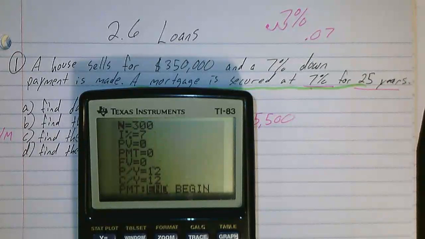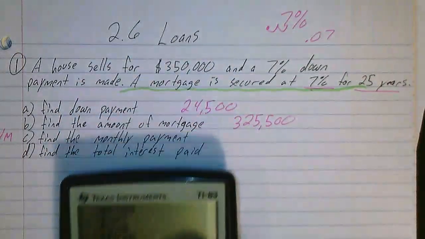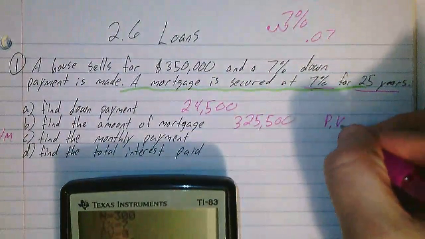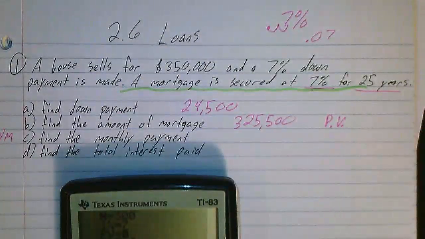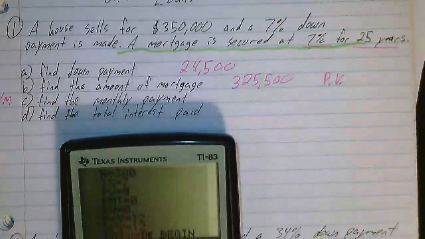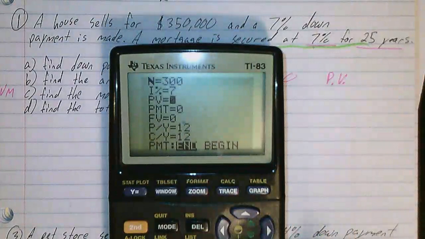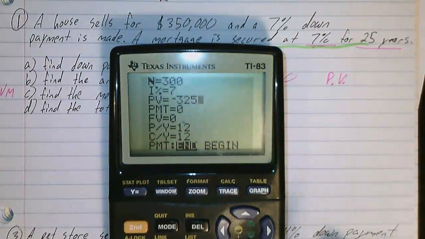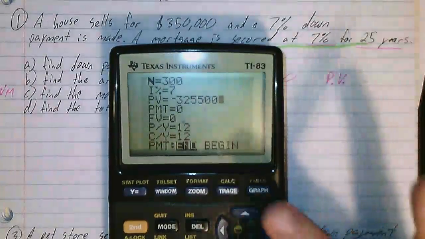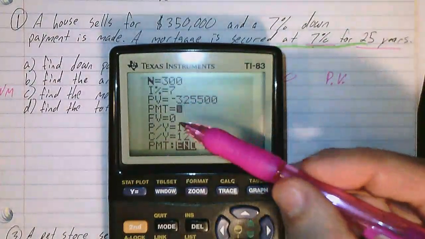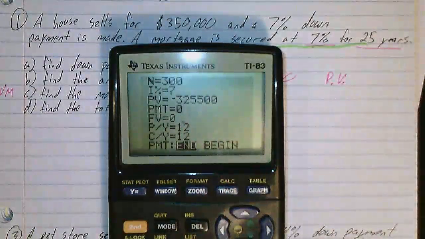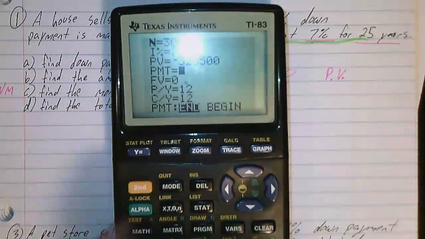The principal value, PV, that's this right here. What is the mortgage for? How big is the loan that we're taking out? Again, we subtracted the down payment. And we make this a negative because it's the money that we owe, negative $325,500. Remember that the PV should be negative. Then we move our cursor to the payment, PMT. We're going to hit alpha and then enter.